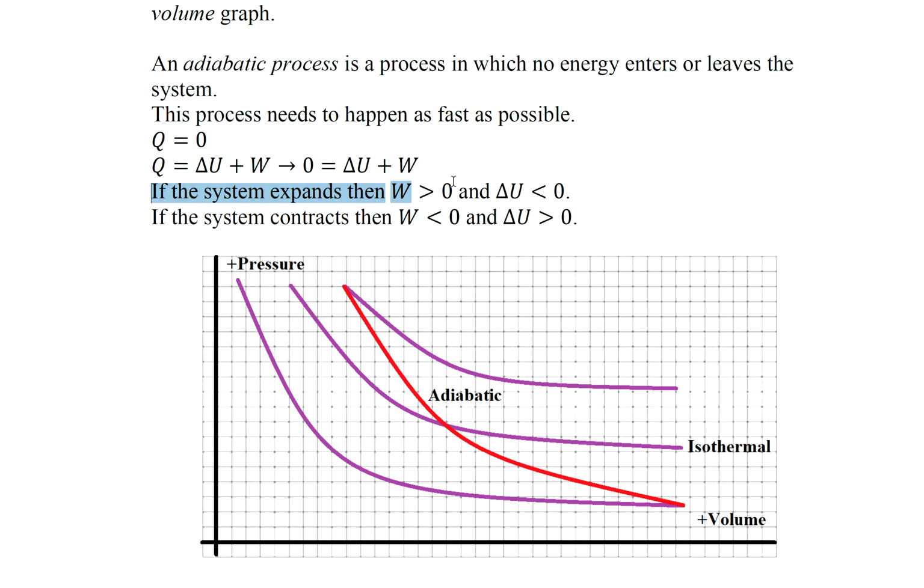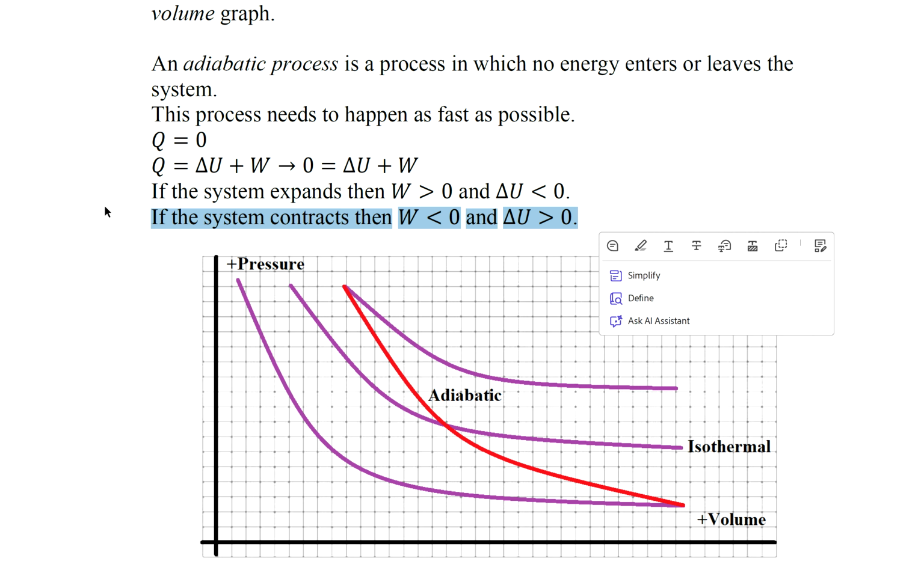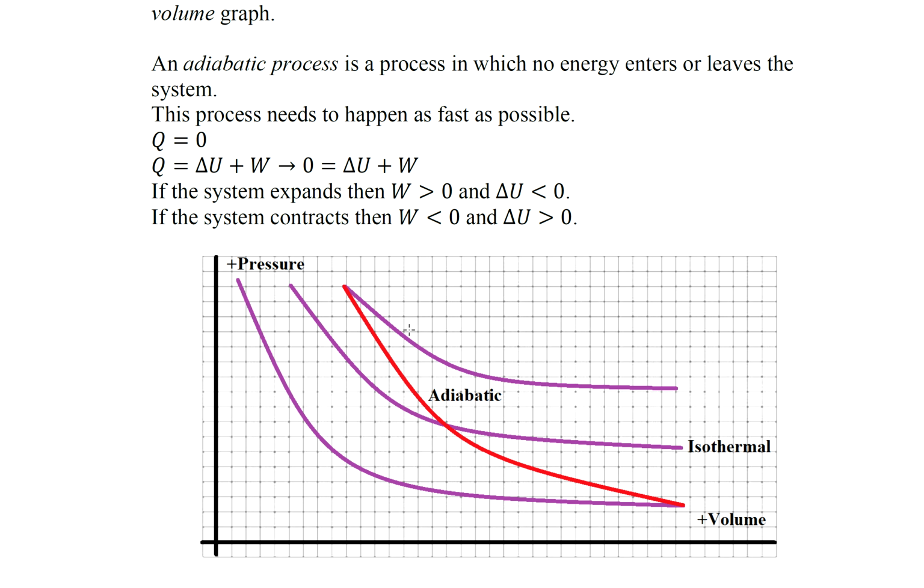If the system expands, then W is greater than 0 and delta U is less than 0. If the system contracts, then W is less than 0 and delta U is greater than 0. So adiabatic is this red curve here. Okay? Red curve is adiabatic. We go from one temperature to another temperature.